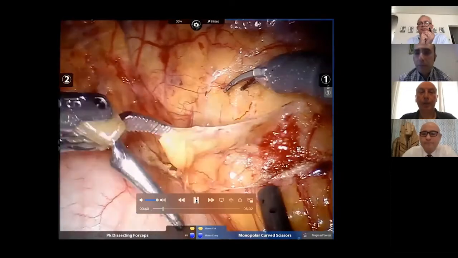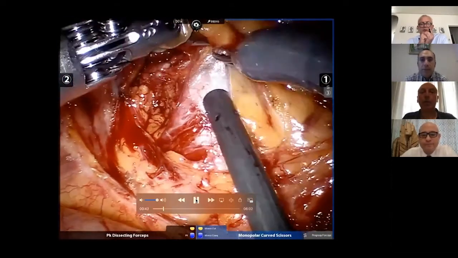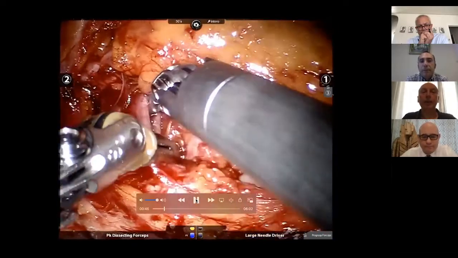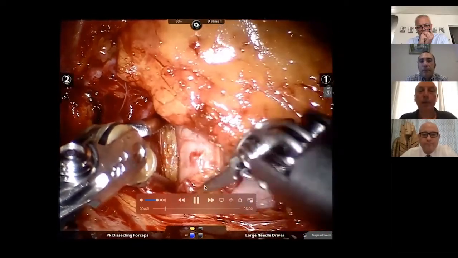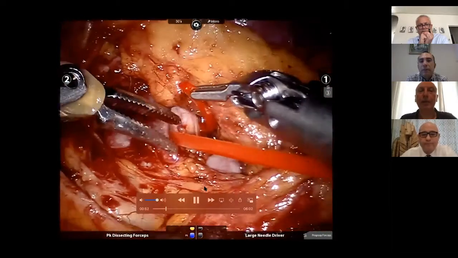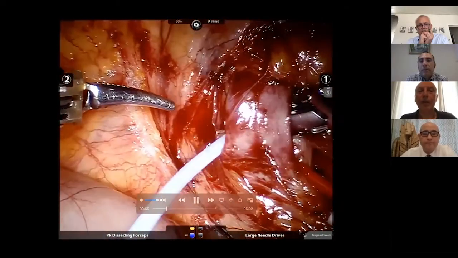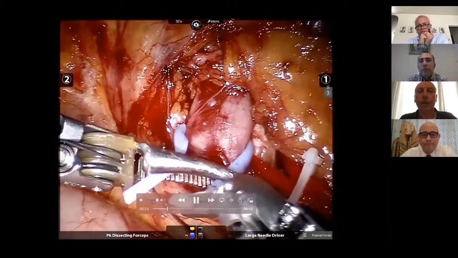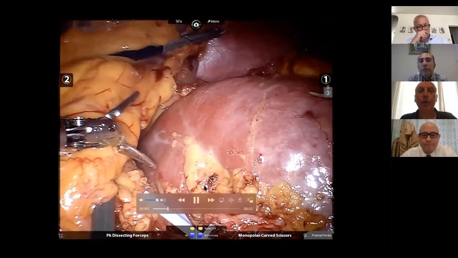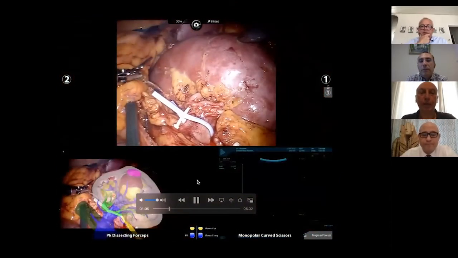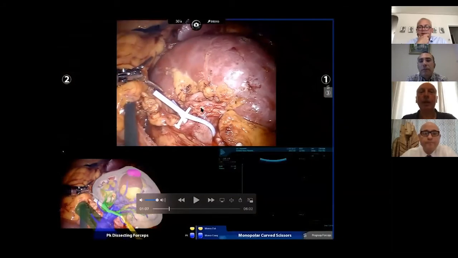Okay. Thank you. So, the left kidney: we are now doing the dissection of the pedicle. This is the main artery, which is dissected and suspended around the tape. Also the vein is suspended. And as you can see, we now have completely exposed the surface of the kidney, and the kidney is completely free of fat.